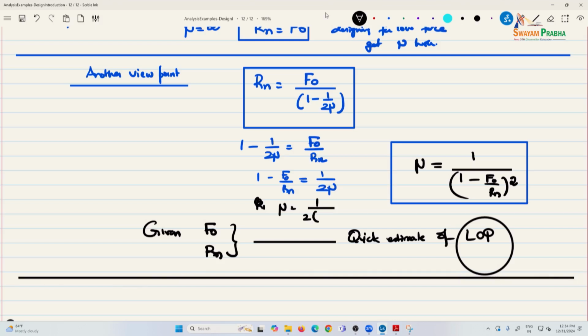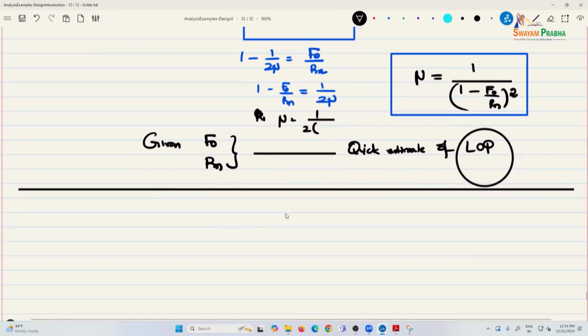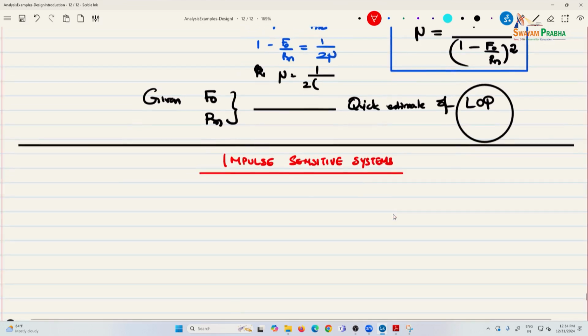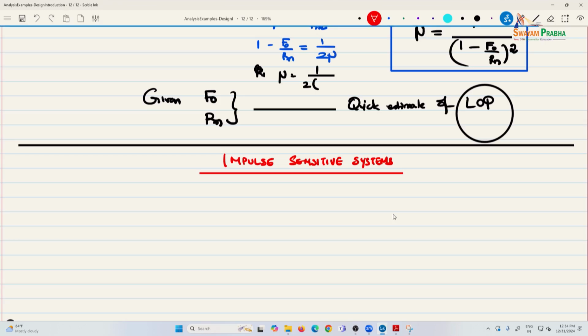Let us look at the other extreme. Impulse sensitive systems. A lot of these ideas, again, are not even used in structural dynamics. If you are designing for seismic design, none of these ideas are actually used the way we are looking at it here.